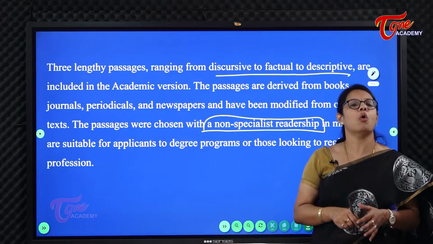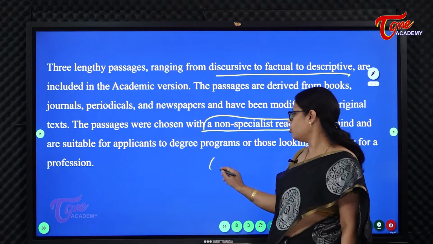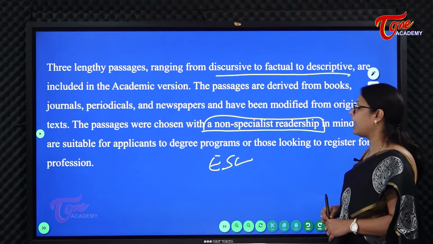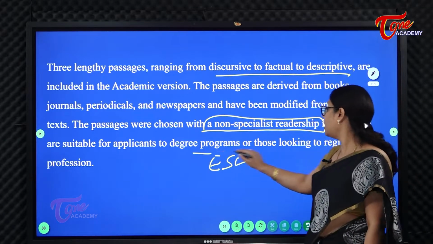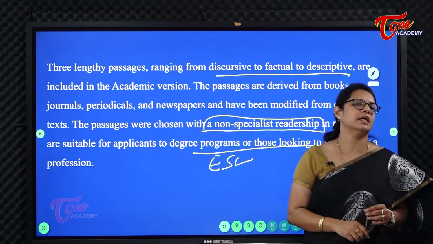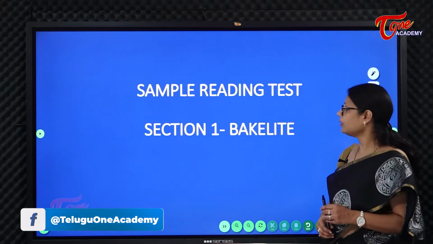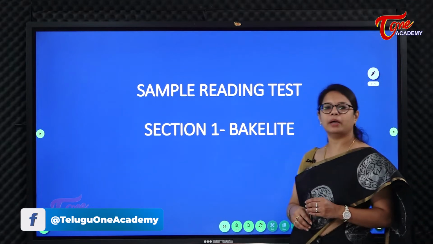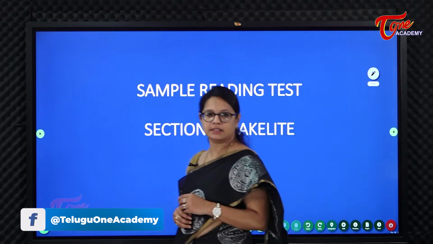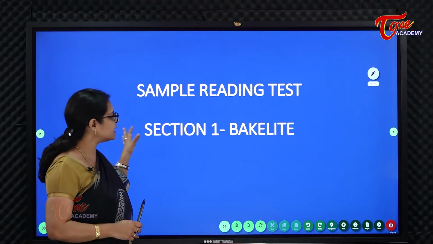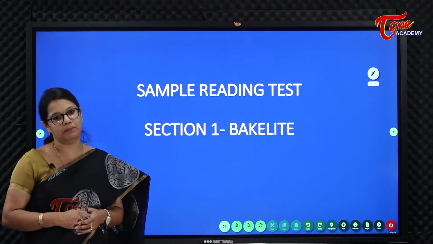Non-specialist readership is all of us for whom English is a second language, and it is very, very suitable for applicants for their degree programs and also for those who wish to register themselves for a profession in a native English-speaking country. Okay, so today we're going to look at one sample reading test. In that, we're going to deal with section 1. Now, the title of the sample test that we have taken today is Bakelite.